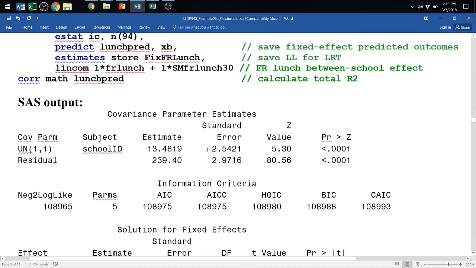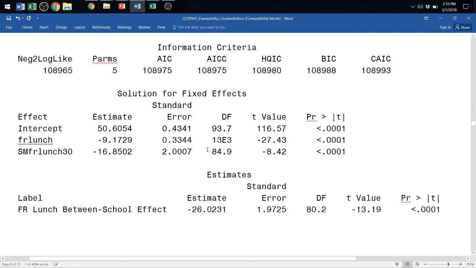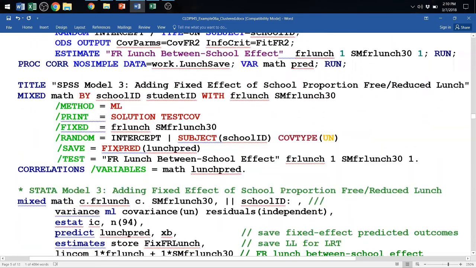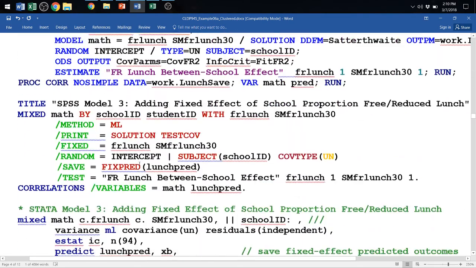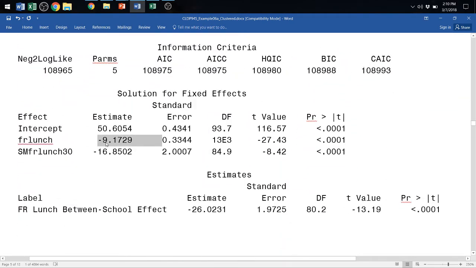So now we have introduced a level 2 predictor that has purely level 2 between variance. My level 1 predictor is now the unique effect of its level 1 variance, so this is purely within. So it's very close to what it was before. Before it was minus 9.43, and now it's minus 9.17. So you may say to yourself, what's the big deal? It's off in the second decimal place.